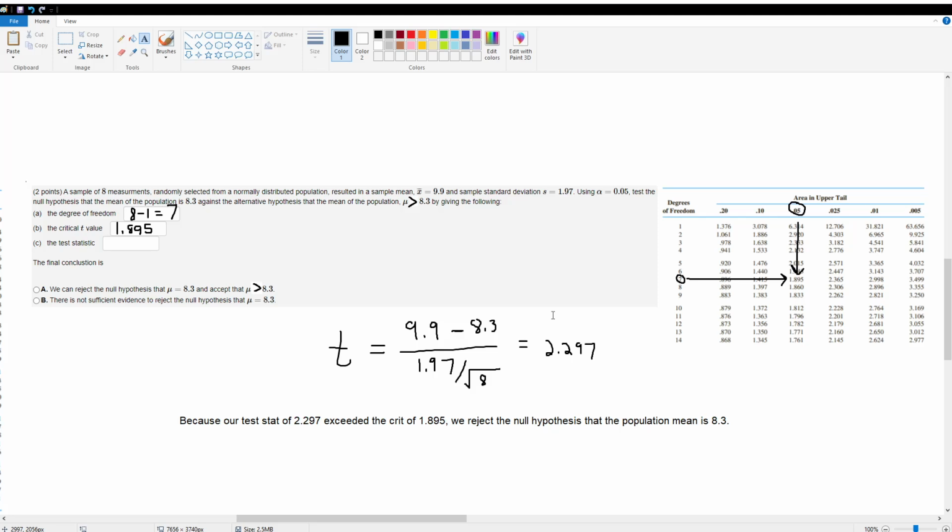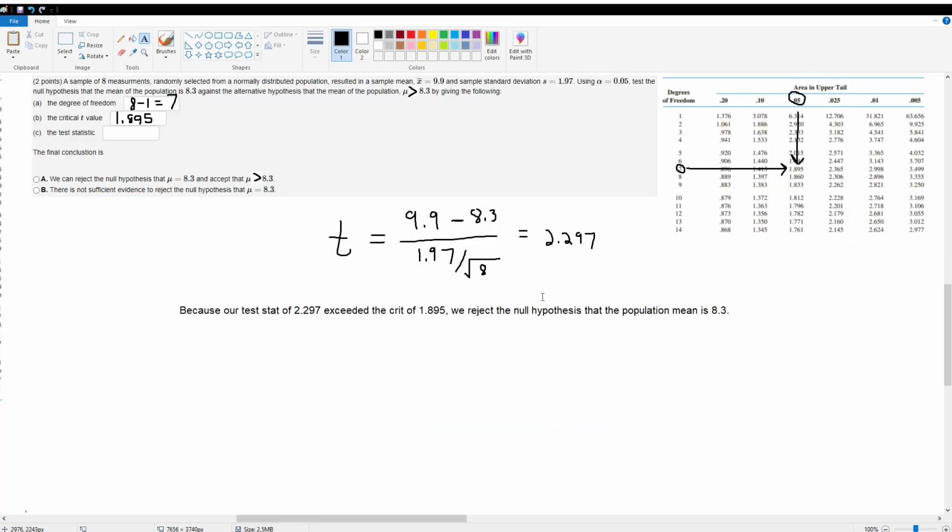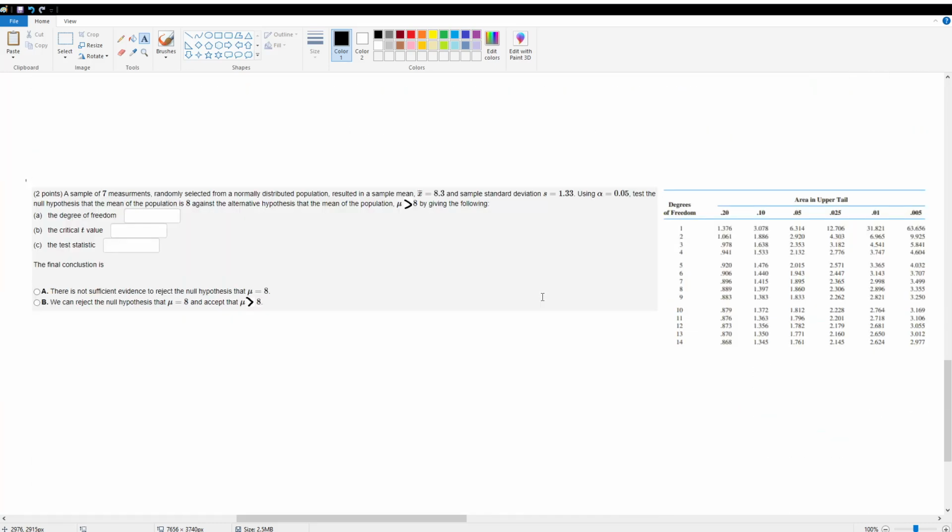So let's go ahead and move on to one final example for the t distribution examples. So once again, just like before, go ahead and, if you'd like to, take a moment to pause and work on it, and then we will go over the answers.